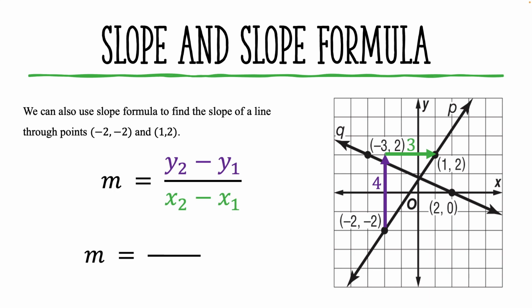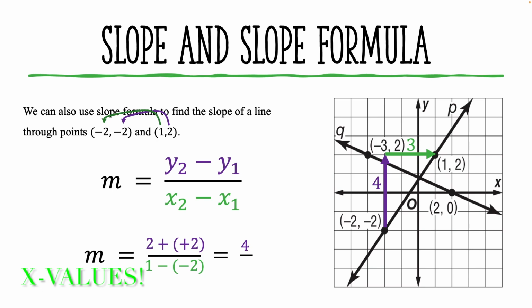First of all, we're going to set up a blank slate to fill in. So slope equals, and then we're going to take the two y values and find the difference. So 2 minus -2. And if you subtract a negative, that's just like adding. So that's going to be a 4 on the top. Then we're going to take the x values, 1 minus -2. And again, we're subtracting a negative, so that's the same as adding. And 1 plus 2 is 3. So using the slope formula, hey, we got the same answer.